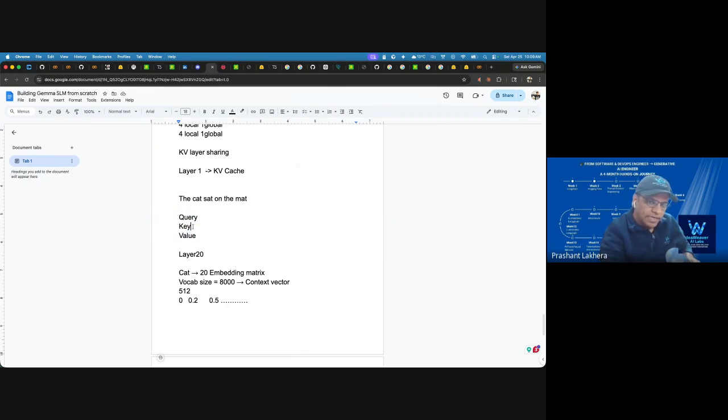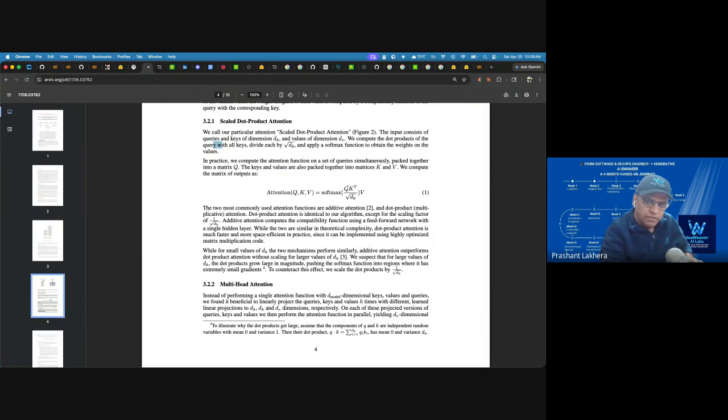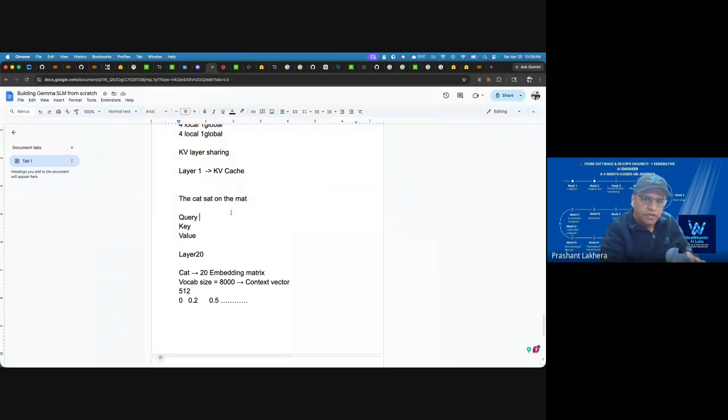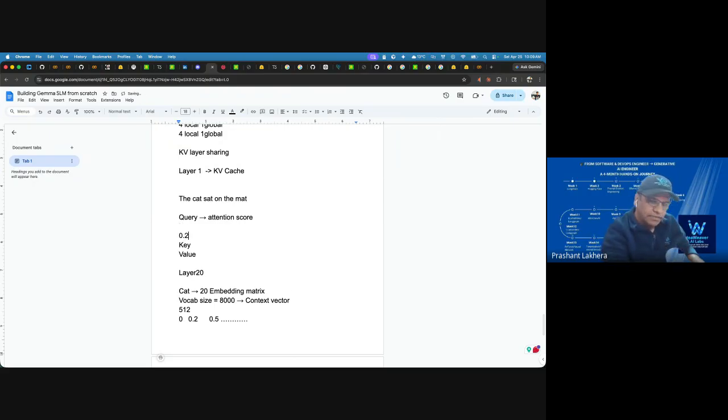The query and key are initialized randomly. When they multiply this query with the key transpose, they come up with some kind of attention score. This is the score of how much each word is paying attention to another word. But these values will come out like 0.2, 0.3, 0.5, let's say anything.